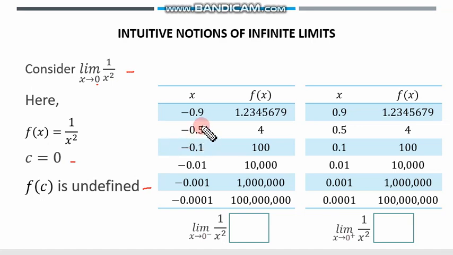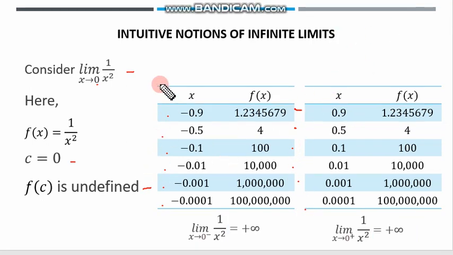of the function. So x is equal to negative 0.9, negative 0.5, negative 0.1, negative 0.01, negative 0.001, and negative 0.0001 on the left side, with its equivalent f of x here. Notice that as x approaches 0 from the left side, the value of f of x approaches infinity. So this is positive infinity. Therefore the limit on the left side is equal to positive infinity. Same goes here at the right side.